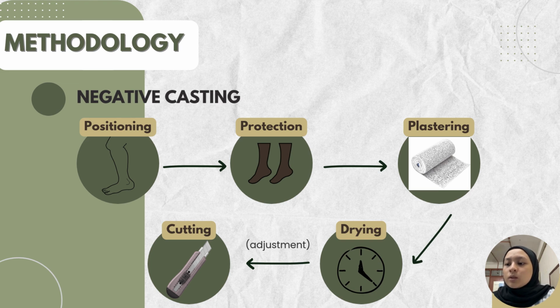Next, plastering begins by wetting the plaster of Paris bandage and then wrapping it around the subject's leg until fully covered. Once done, we let it dry for a few minutes. Before cutting, we check if any adjustment is needed to prevent uneven wrapping. After that, we begin cutting the negative casting through the tube inserted earlier on.